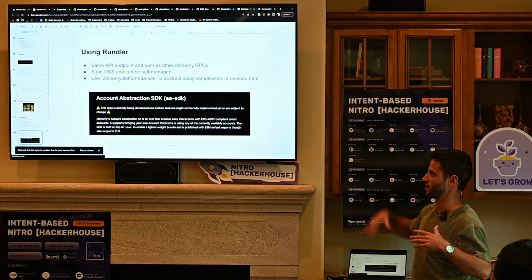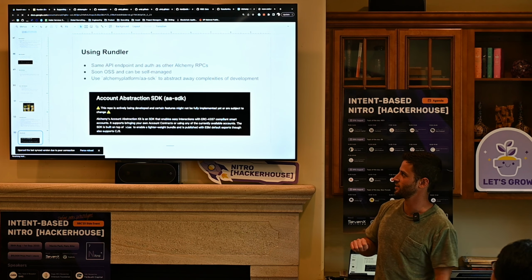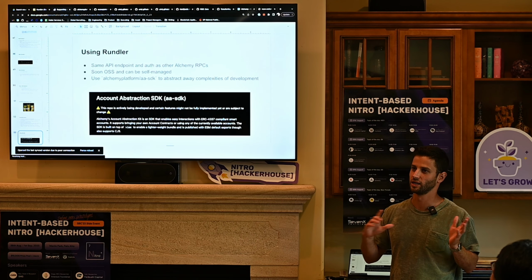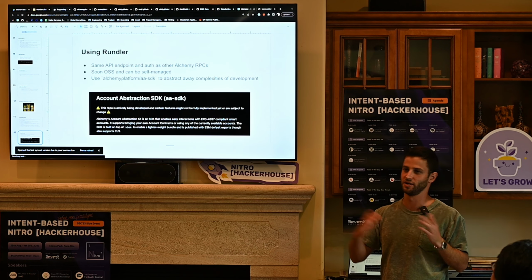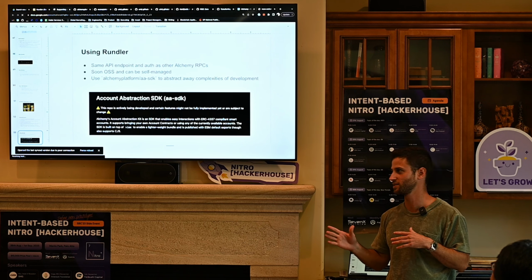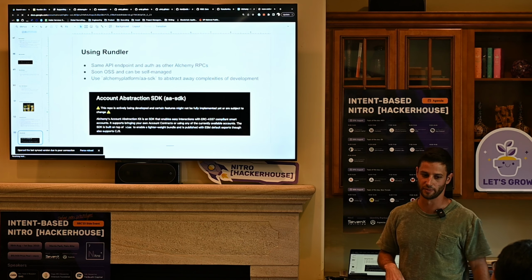There are generally a lot of complexities to all of these flows around fee estimation and constructing accounts, and there's a concept called a counterfactual, so you don't want to deploy an account until its first transaction, to save on gas. The SDK will abstract all this stuff away from you and just make it a very simple developer experience.